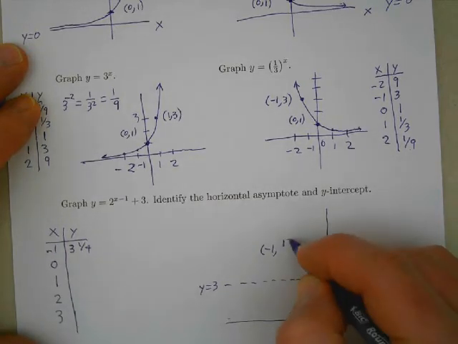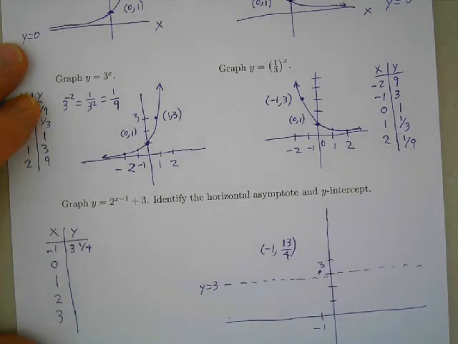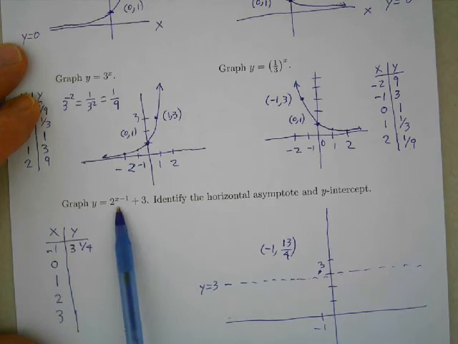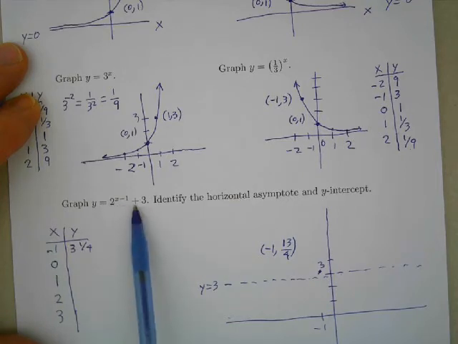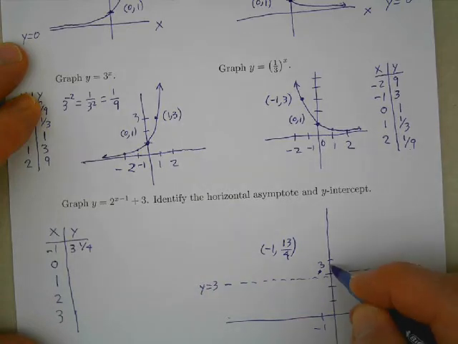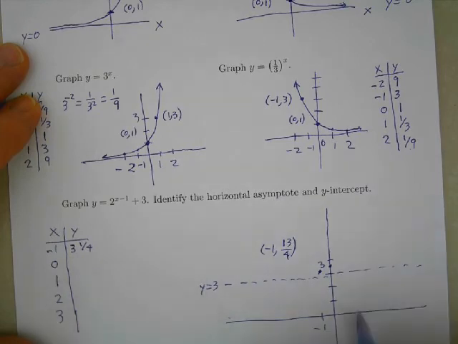It's 13/4. And then when x is 0, replace x with 0, we get 2 to the negative 1, which is 1/2, and 1/2 plus 3 is 3.5. So the y-intercept on this one is 0, 3.5, but I'll just write it as 7/2.